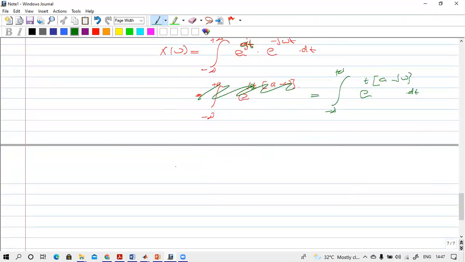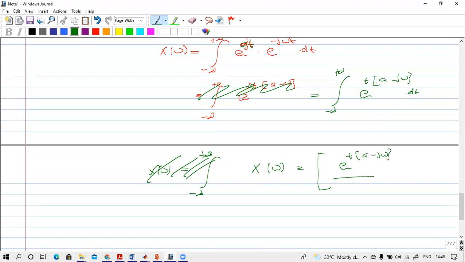So we can easily integrate this. How can we integrate? X(ω) is equal to the integral from minus infinity to plus infinity. When we integrate, we will have e to the power (a − jω)t, and you have to divide it by this constant, (a − jω), evaluated from minus infinity to plus infinity.